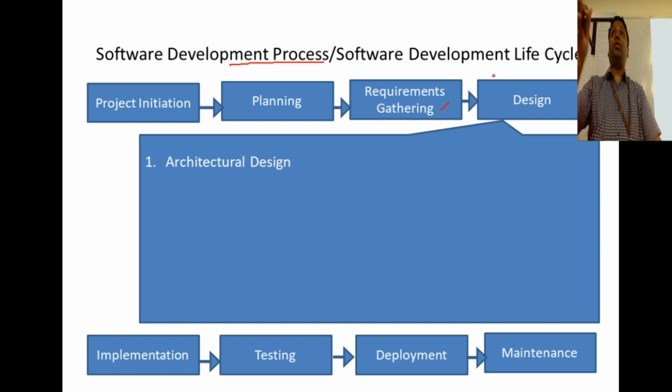What do you mean by designing a project? It starts with architectural design. When I say architectural design, are you going to have a centralized architecture, a client-server architecture? Is it a 3-tier client-server architecture? Or are you going to have a model view controller architecture? What kind of architecture you are going to prefer for your project? So that kind of a design comes in here.